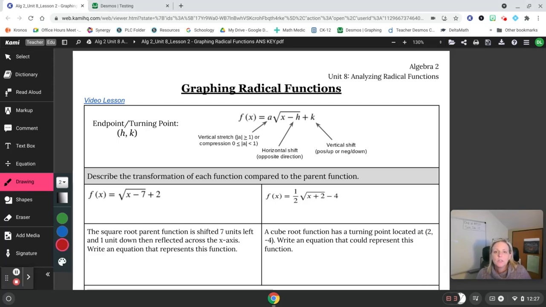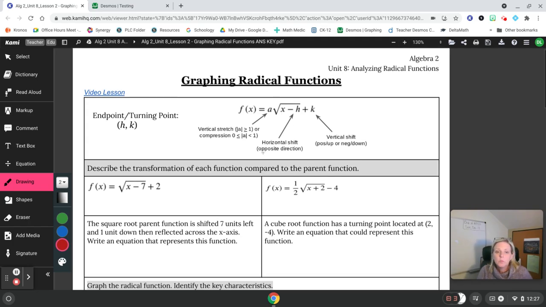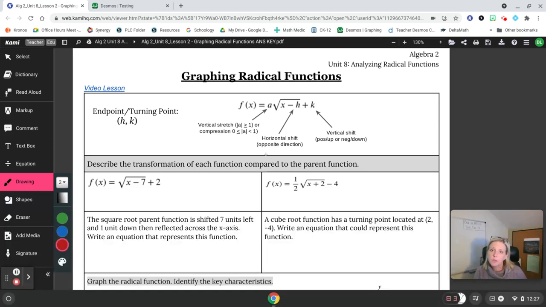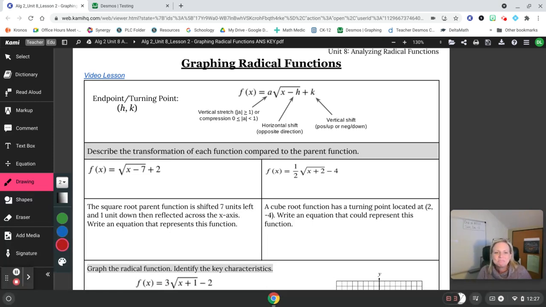In this video, we're going to look at graphing radical functions. So we're going to start with a parent function of either a square root or a cube root. And then we will do our vertical stretch or compression, the reflection, which is the sign at the front, your starting point or your turning point, which is HK. This is also your horizontal shift and your vertical shift. And then we will come up with some properties to figure out our end behavior.